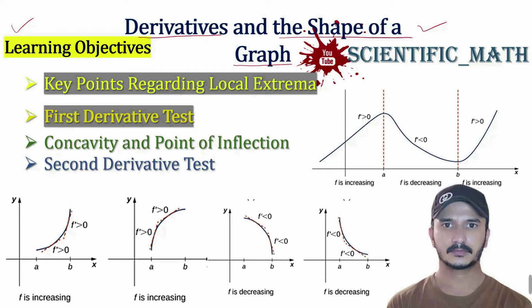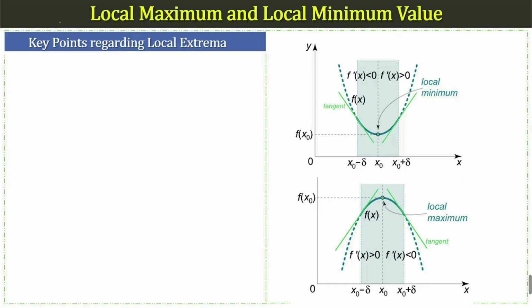Okay, in this lecture we discuss these first two points of the learning objective, that is key points regarding the local extrema and the first derivative test. Okay, so let's start today's lecture. Our main focus is the local maximum and the local minimum value of the function. So the first point of the learning objective is key points regarding local extrema.